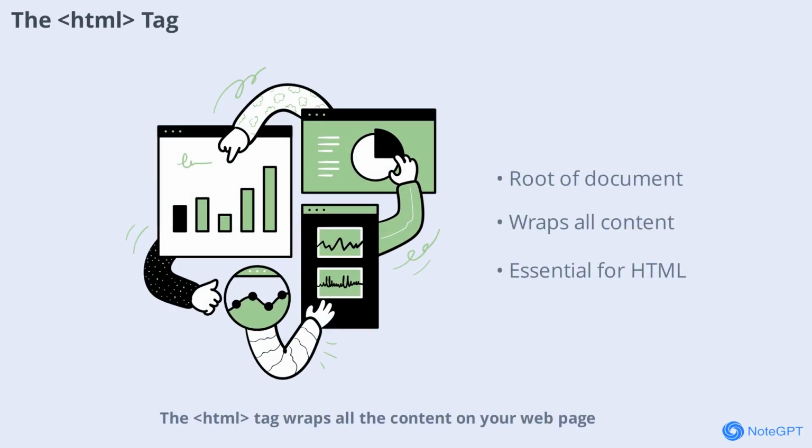The <html> tag wraps all the content on your web page. It's the root element of every HTML document. Everything you write, headings, paragraphs, images, goes inside this tag. By using the HTML tag, you signal to the browser that everything inside should be interpreted as HTML code. This is a fundamental part of every web page you'll create.